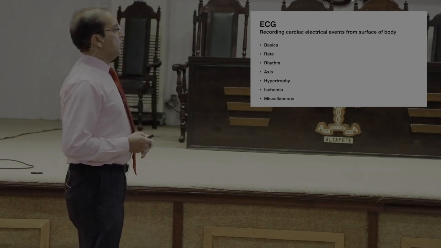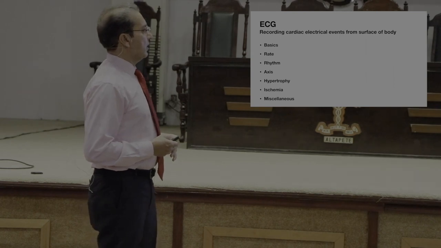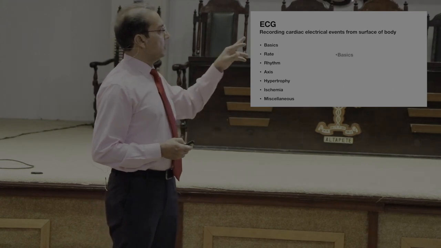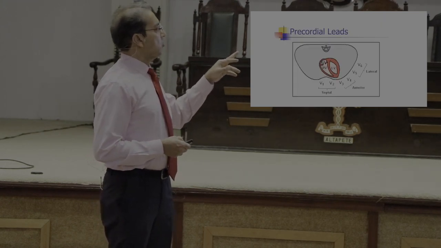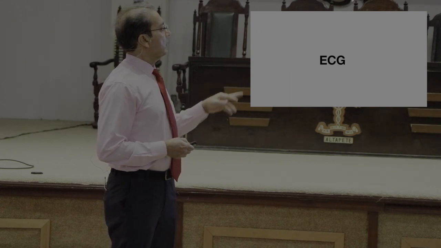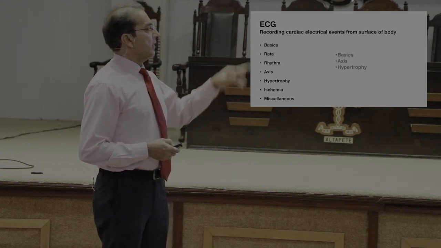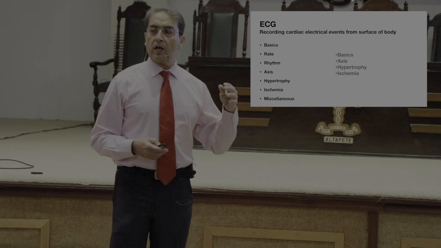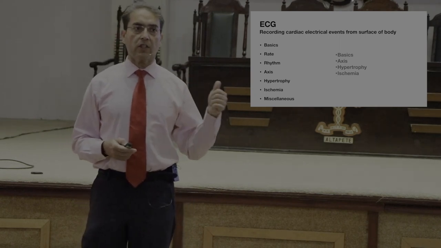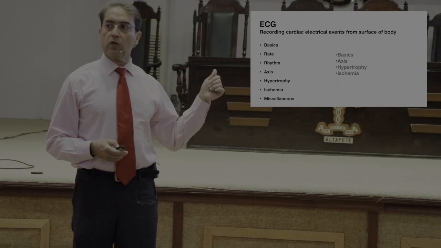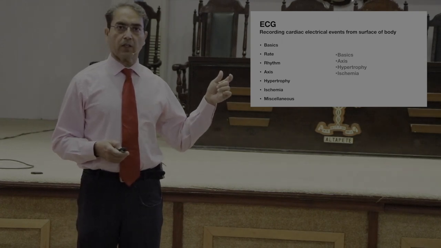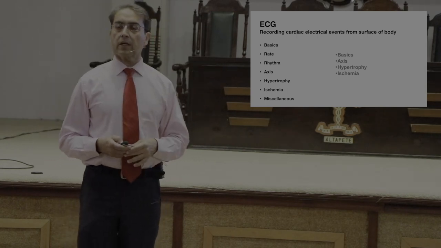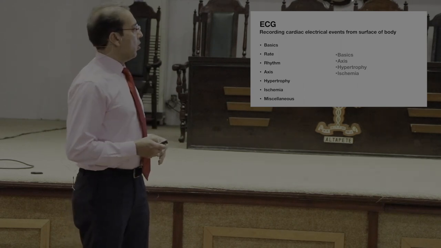There are basics of ECGs. We look at the rate, rhythm, axis, hypertrophy, ischemia, and certain miscellaneous changes in the ECG. We will see these one by one, but today we are going to see only the basics: the axis, the hypertrophy, and the ischemic changes. The rhythm changes we will see tomorrow and the day after tomorrow. What are dysrhythmias and what are heart blocks? We have a lecture tomorrow on cardiac dysrhythmias and the day after tomorrow on heart blocks.